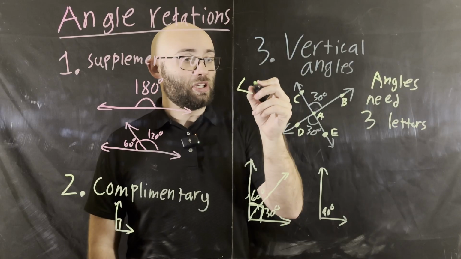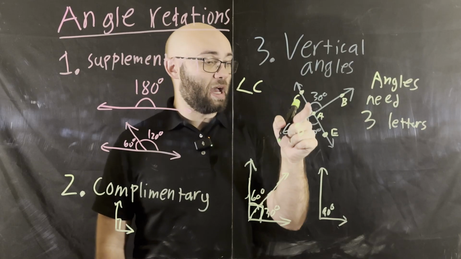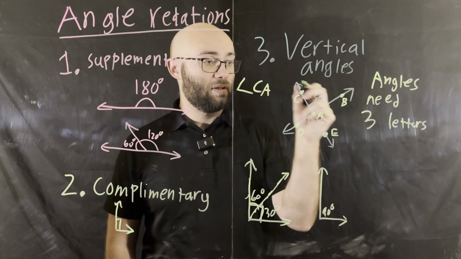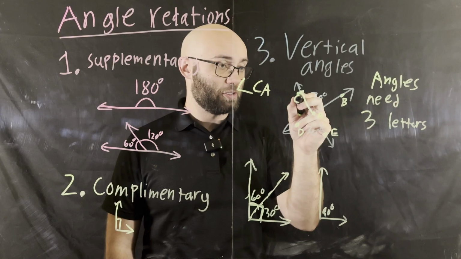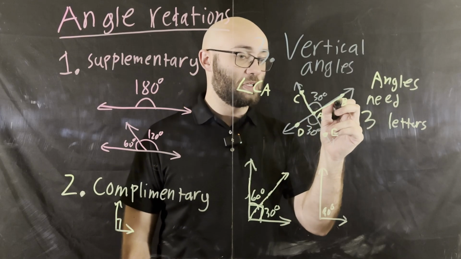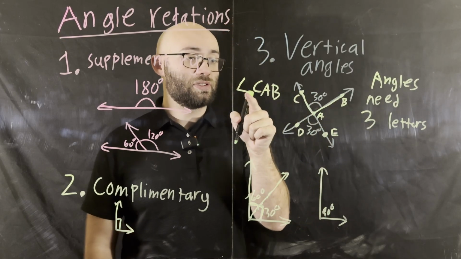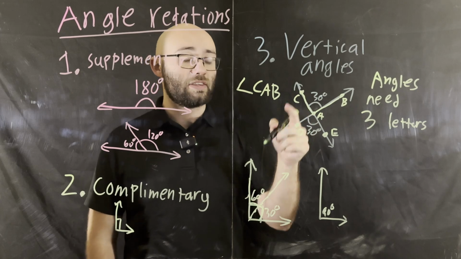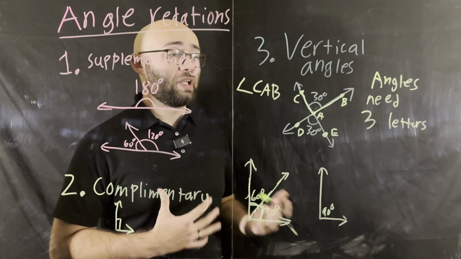So I'm going to start with C, then I go down to A, so C down to A, and then back up to B. Angle CAB, and it's that one right there. There's no questions, there's no way to get confused.